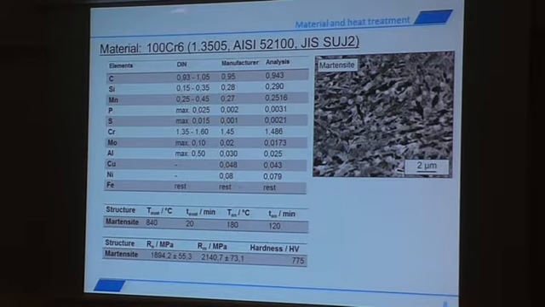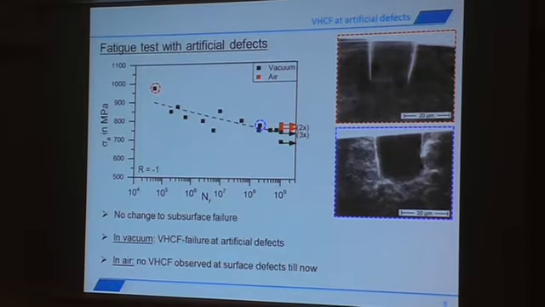So now the material, 100Cr6 in a martensitic condition. Here you can see the microstructure. I won't take too much time for this. I think everyone knows the material. Here now to our fatigue results.